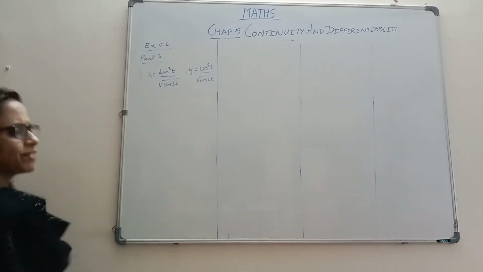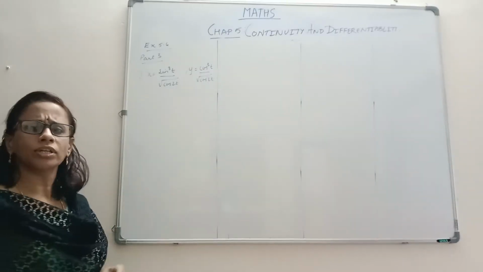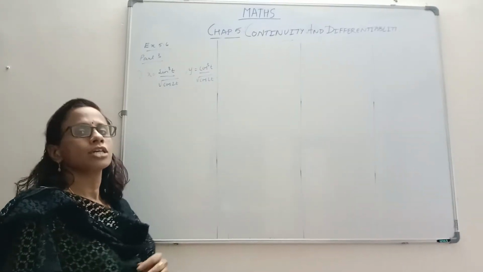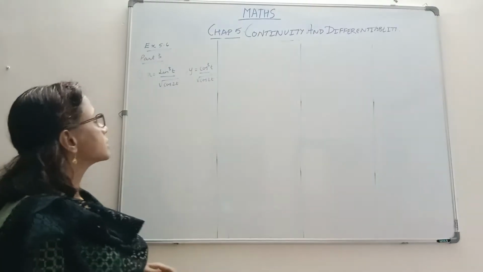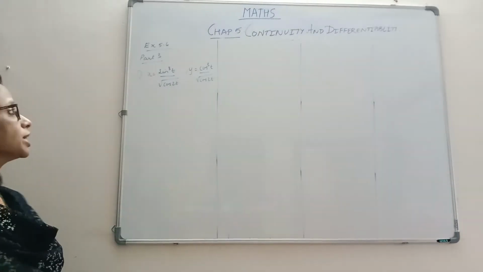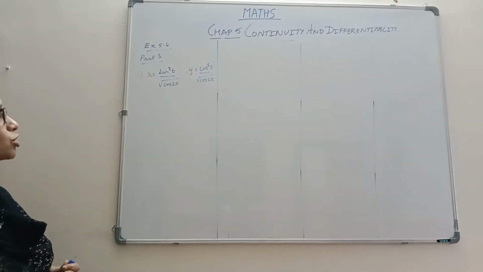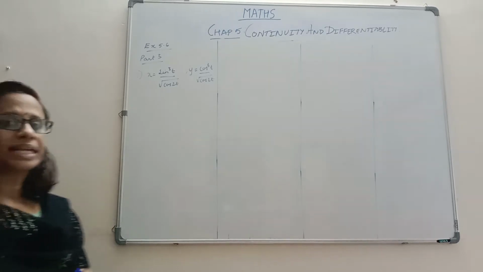The question number 7 is a voluminous question, so I plan to take only this one question in this part. It says that x is sine cube t by root of cos 2t and y is cos cube t by root of cos 2t. As beginners it will take time.